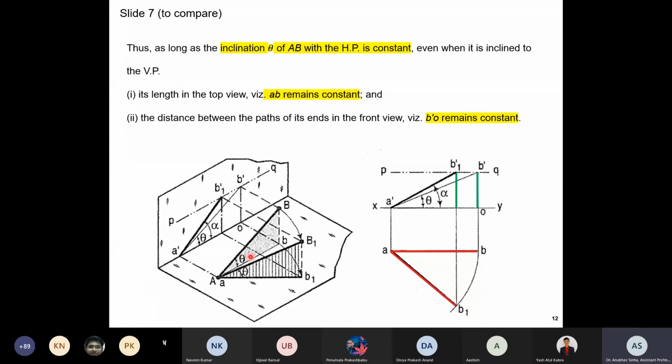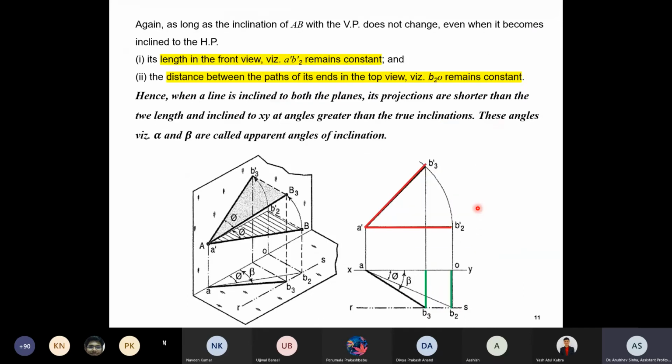Earlier we had this line which is parallel to vertical plane and inclined at theta to horizontal plane. When I move it like this, what do I see? This length remains constant in the top view and this height remains constant in the front view. Similarly, if I have a line which is inclined to vertical plane, I see these two remain constant and this height remains constant. I would suggest you go through the slides one more time.